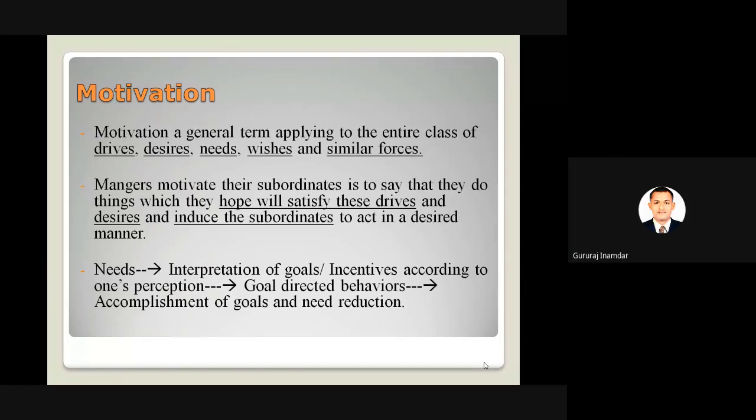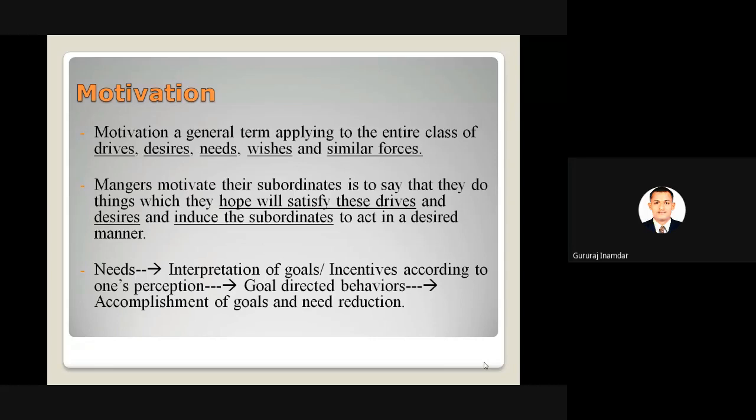So leadership always has motivation qualities. If any need is generated, there is interpretation of goals or incentive according to one's perception. So goals direct behaviors. According to the behavior, you can direct the goal. Whatever the achievement, whatever the goal, we have to reach that goal. So this also depends on the behavior of that employee. Motivation is to change the behavior of that employee.